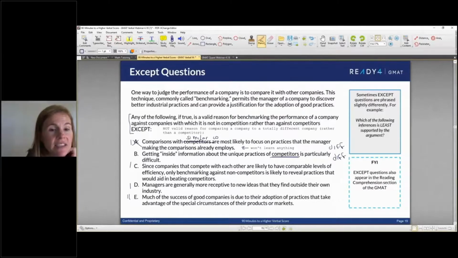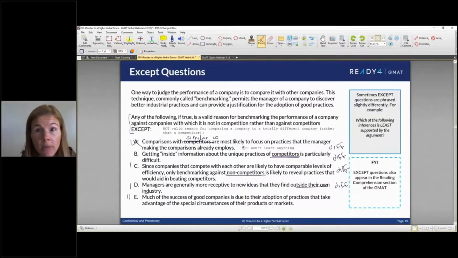C, since companies that compete with each other are likely to have comparable levels of efficiency, only benchmarking against non-competitors will reveal practices that would aid in beating competitors. So in other words, this one is arguing for comparing yourself to a different type of company. D, managers are generally more receptive to new ideas that they find outside their own industry. So again, we're worried about a different company.